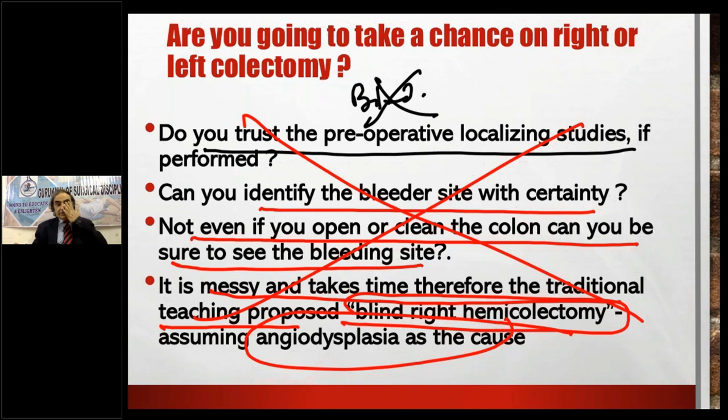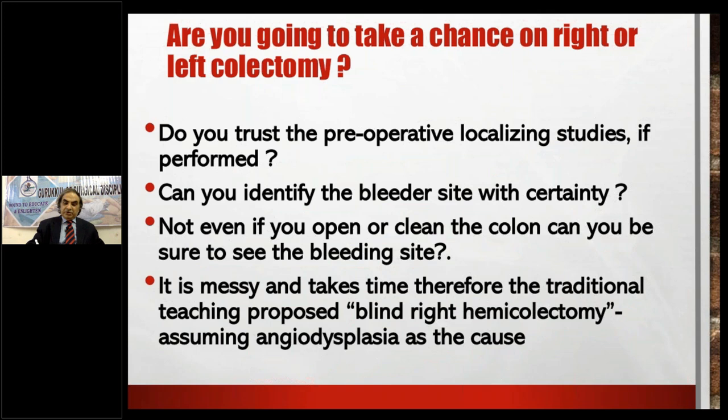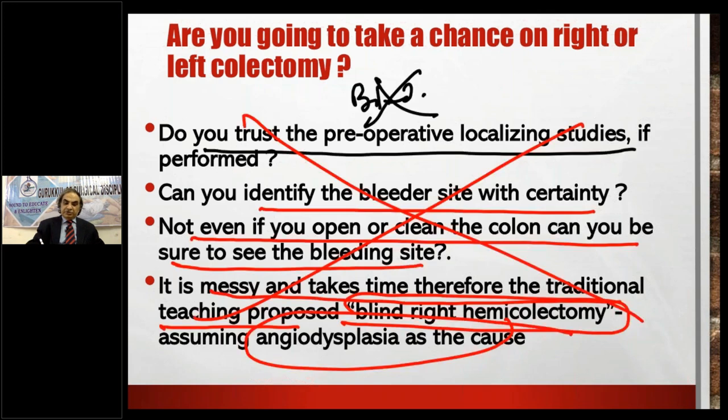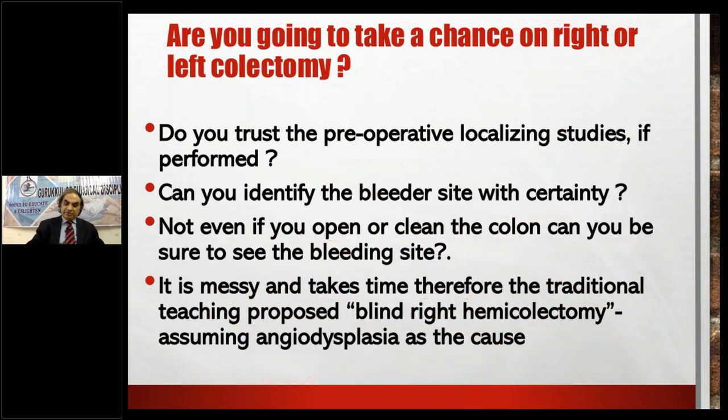because angiodysplasias are not the most common cause. I have done blind right hemicolectomies in situations where we could not control. We did not know where the blood was coming from. These days, with localization studies being rampant and available, it is no longer possible to do blind colectomy. If you have to do a blind one also, we do what is called a, what am I trying to say when I'm saying the subtotal colectomy?